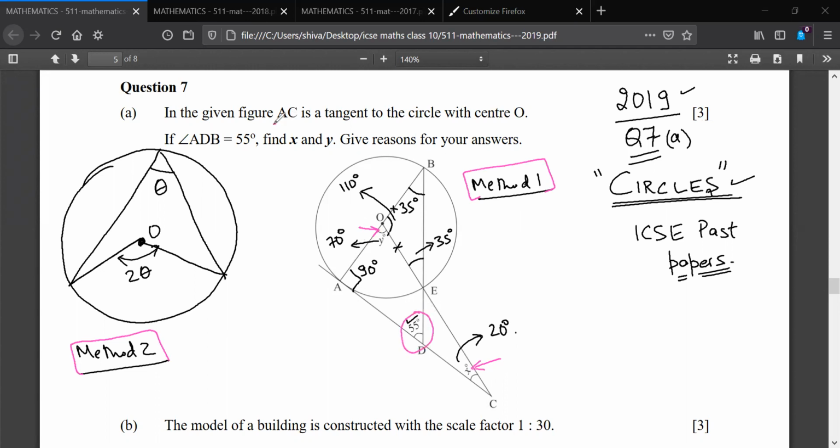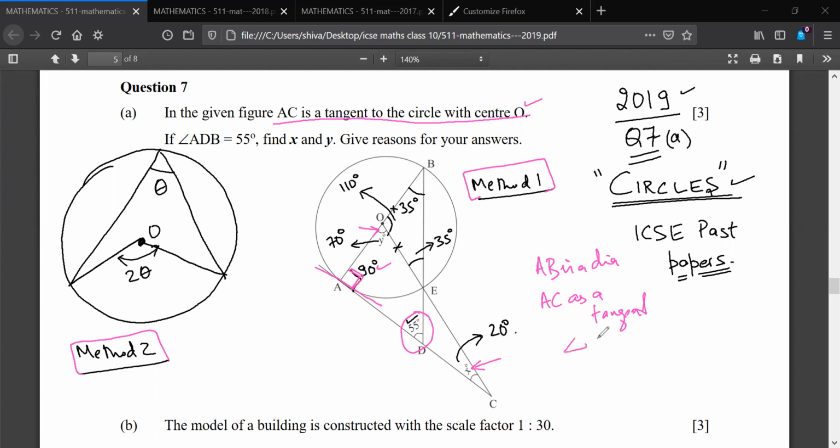Because AC is tangent to the circle with center O, this angle will be 90 degrees. Mr. Rudra, any doubt? No, sir. Because this is a tangent and this is a diameter. AB is a diameter, and at A you have AC as a tangent. So this angle would be 90 degrees.